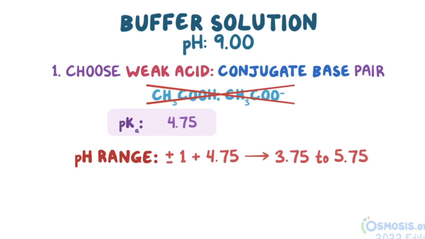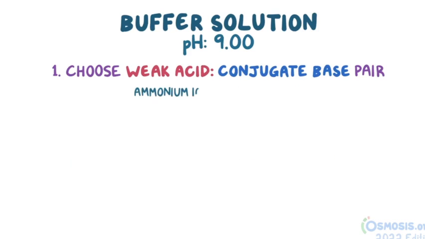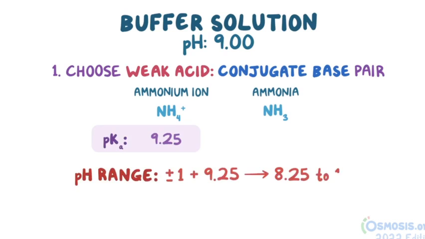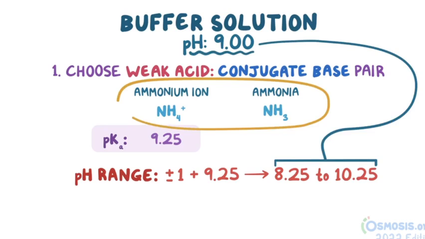A better buffer would consist of the ammonium ion, NH4+, and its conjugate base, ammonia, NH3. The ammonium ion has a pKa value of 9.25, so the buffer would have an effective range plus or minus 1 from 9.25, so 8.25 to 10.25. Since a pH of 9 falls within this range, the ammonium ion ammonia buffer is a great choice.